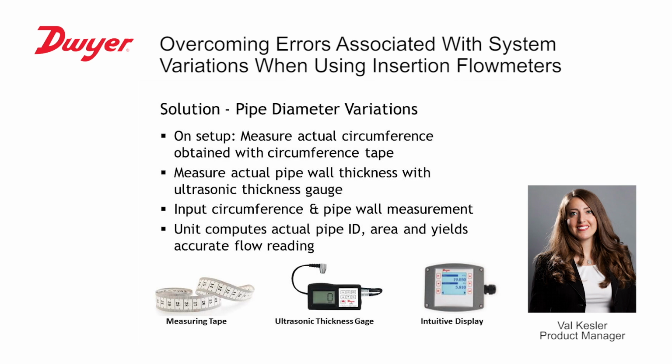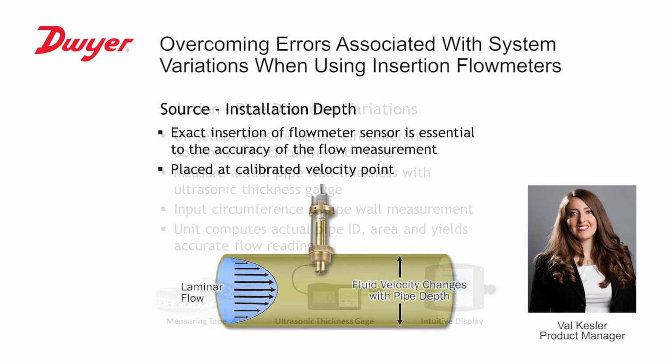So what we're currently offering with our insertion mag meter is the ability to have an ultrasonic thickness gauge to actually measure the thickness of the pipe wall, in addition to taking a measuring tape to get the circumference of your actual application, and be able to put that information into a very easy to use, intuitive display. That unit itself will compute the actual pipe inner diameter, which is a function of the wall thickness and the outer diameter, and therefore calculate the actual area of your application, reducing those errors that we just saw in the previous slide, and therefore yielding a more accurate flow reading.